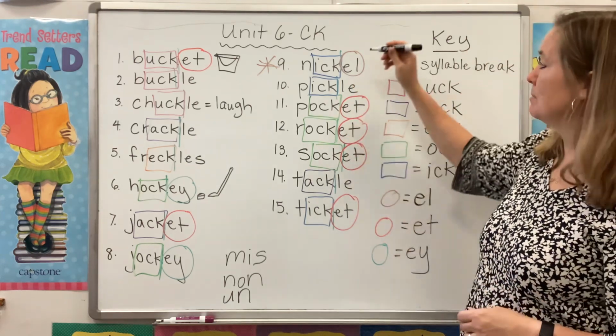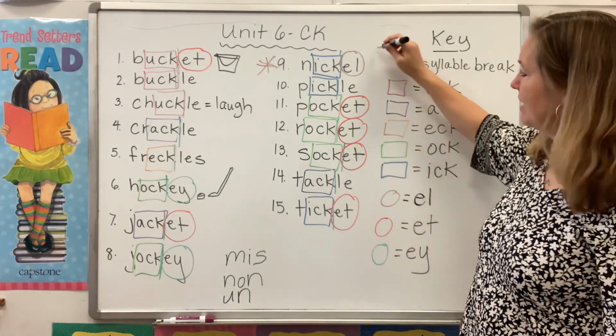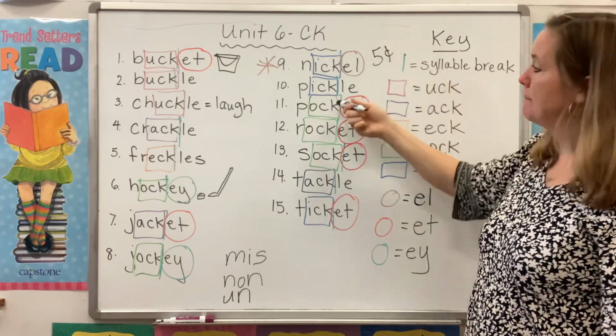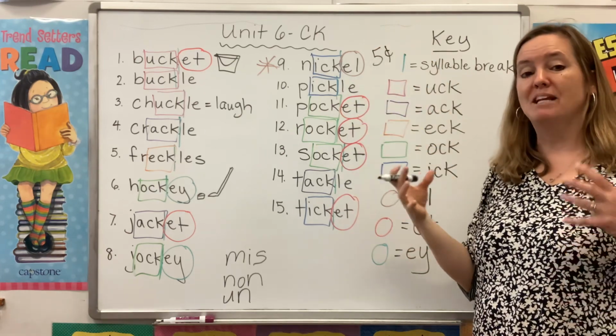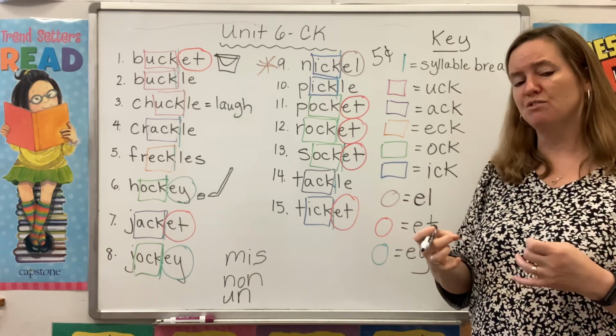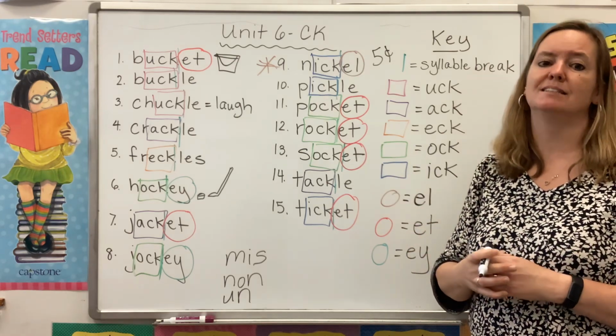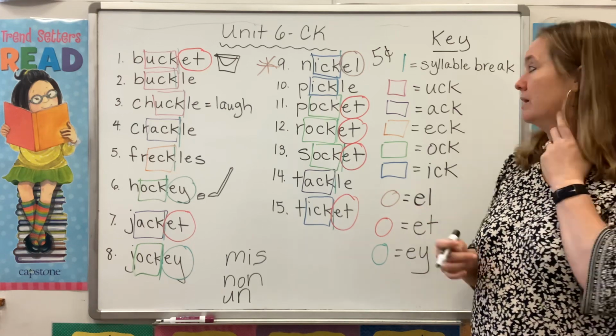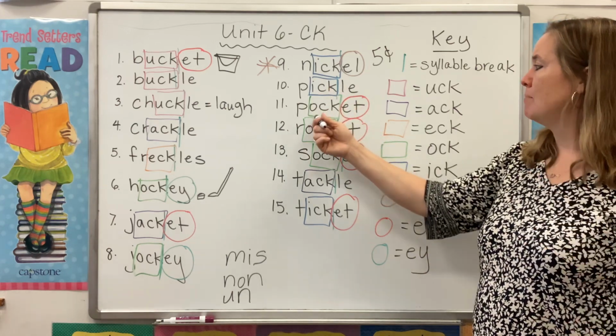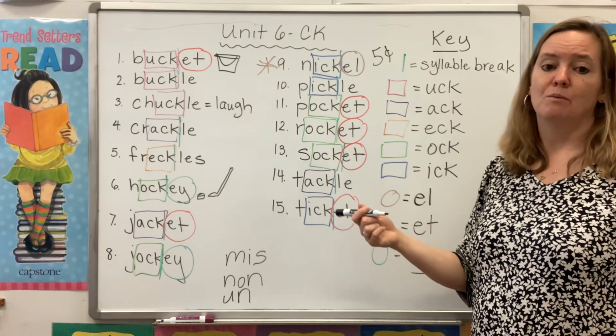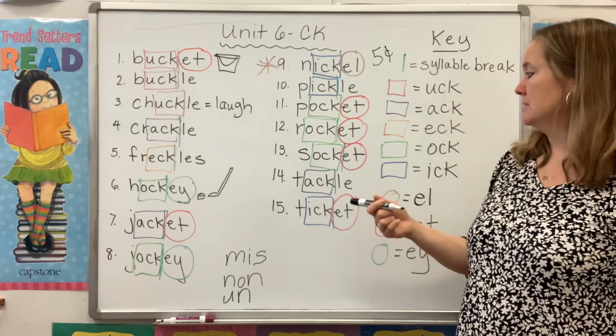Nickel, how much is that worth? 5 cents. Pickle, that's made from cucumbers. If you pick cucumbers from your garden and then you mix them with vinegar and spices and put them in a jar, you can make your own pickles. Pocket, you know, rocket, something that shoots out into space.